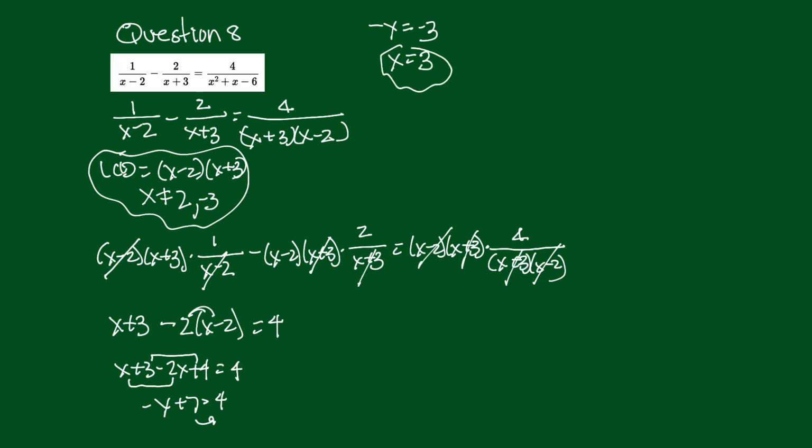Now that's a potential solution. So let's just check. Run it back by our excluded values. I'm getting that we excluded 2 and negative 3. We got positive 3 here, so we should be okay. So let's conclude that x equals 3 is the solution to this equation.